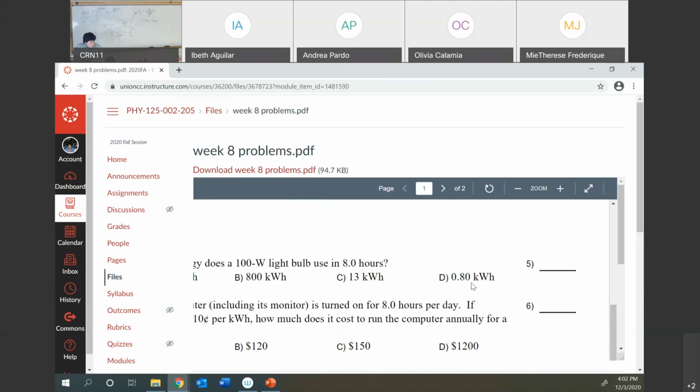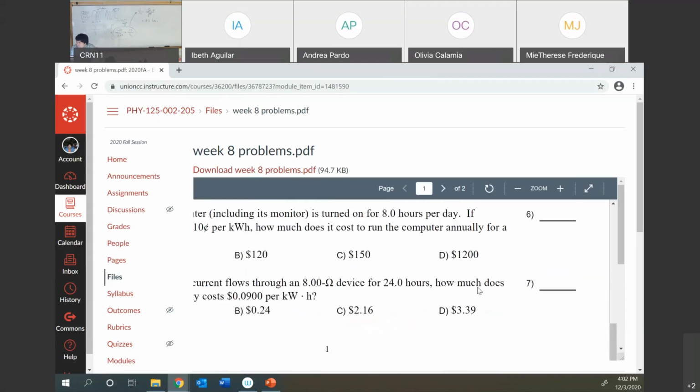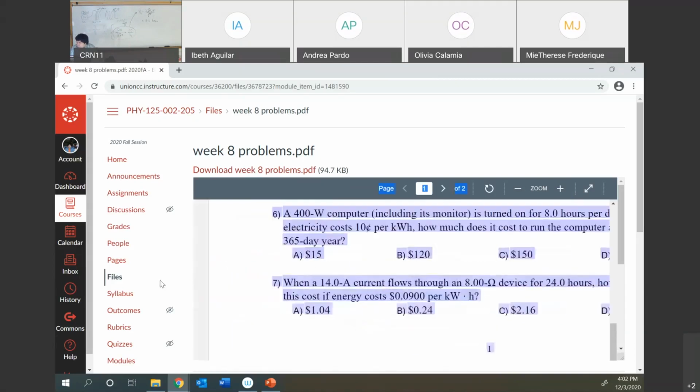1,000 watts is 1 kilowatt. All right, so 0.8 kilowatt hours. Now, why do we use that unit? Because that's what they use in electrical bills. Now, if they give you the current, the resistor, and the time, how do you get energy? You do the formula, current squared times resistance.